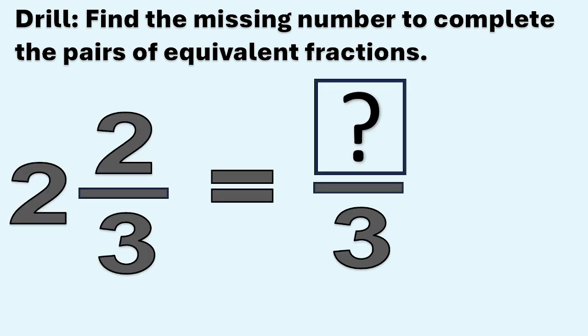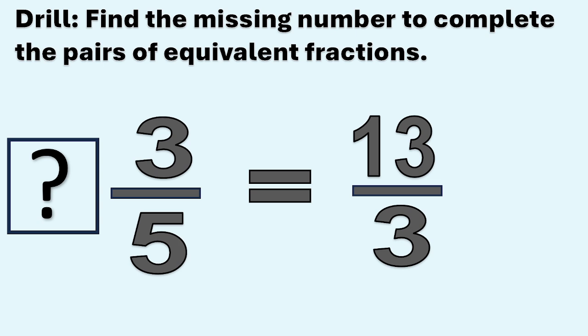Next, 2 and 2/3 equals blank thirds. So the answer is 8/3. So 2 and 2/3 equals 8/3. Another, blank and 3/5 equals 13/5. The answer is 2. So the answer is 2 and 3/5 equals 13/5.